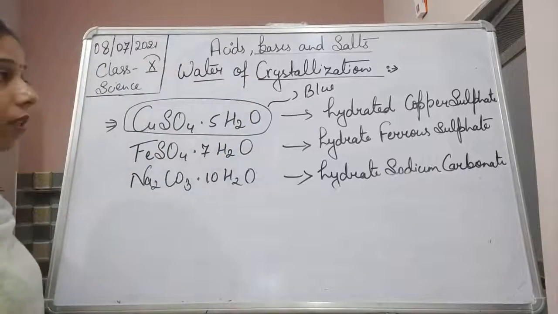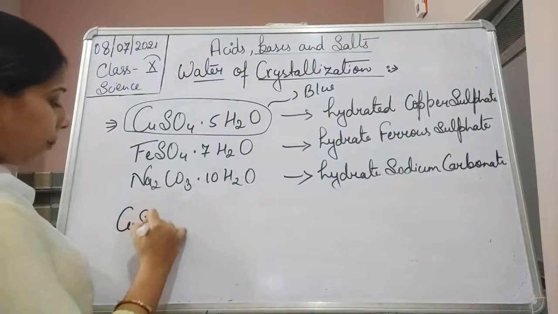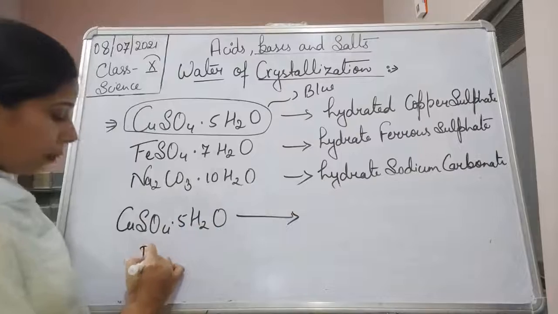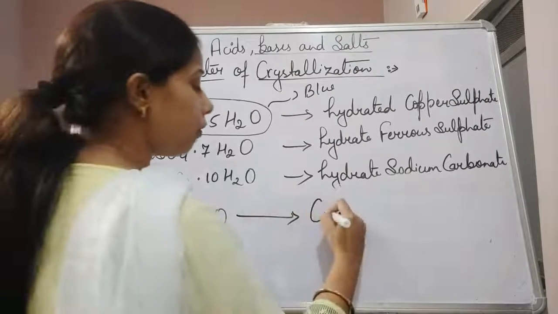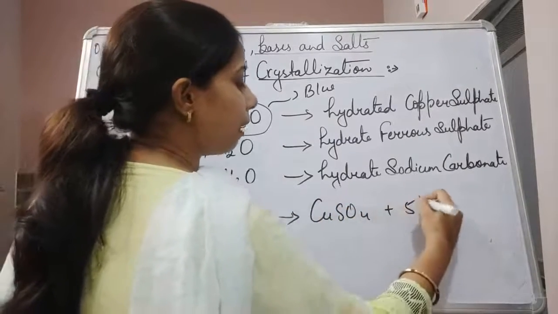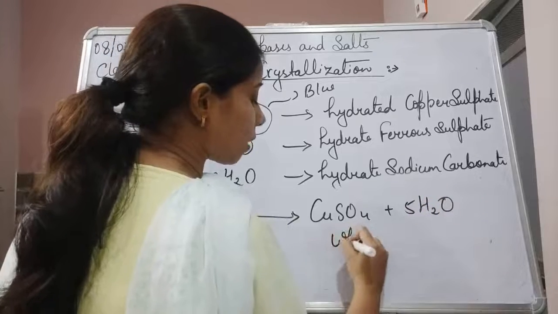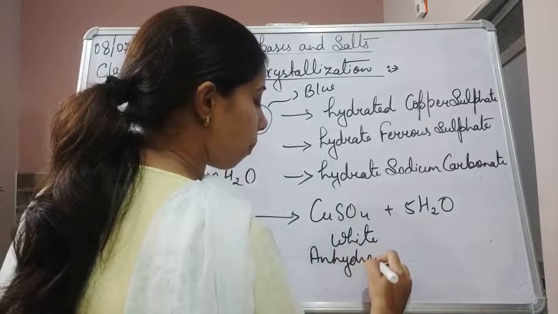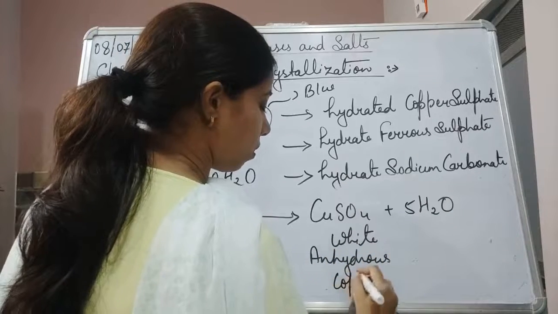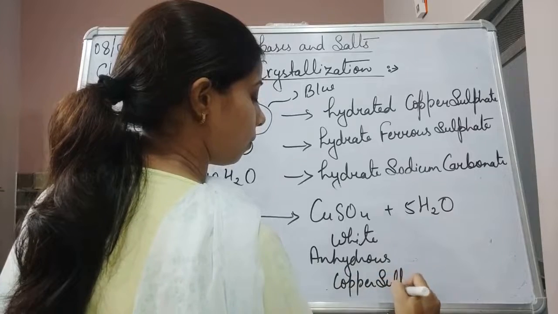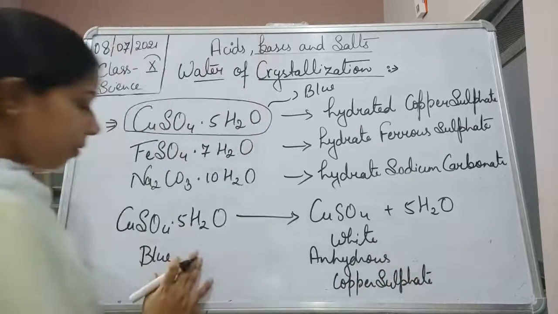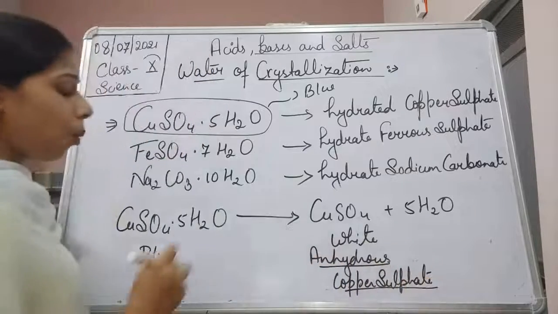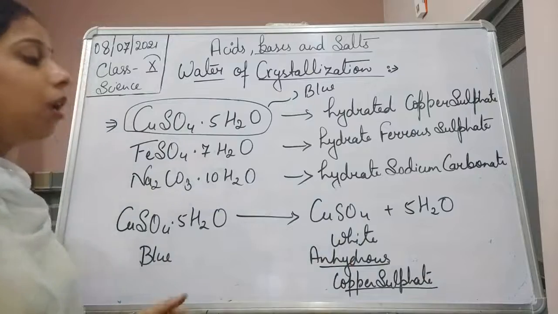When we heat this copper sulfate pentahydrate, which is blue in color, students, CuSO4 plus 5H2O is released, and this copper sulfate is white in color. We will call it anhydrous copper sulfate. This is hydrated copper sulfate, and this is anhydrous copper sulfate, which is white in color. When we heat it, it turns white.